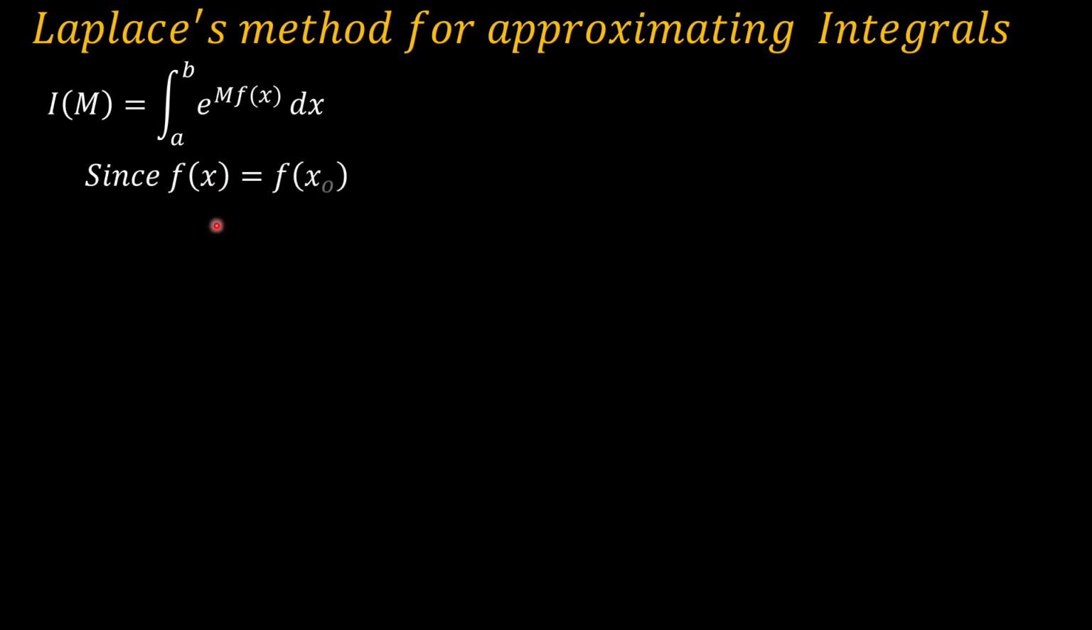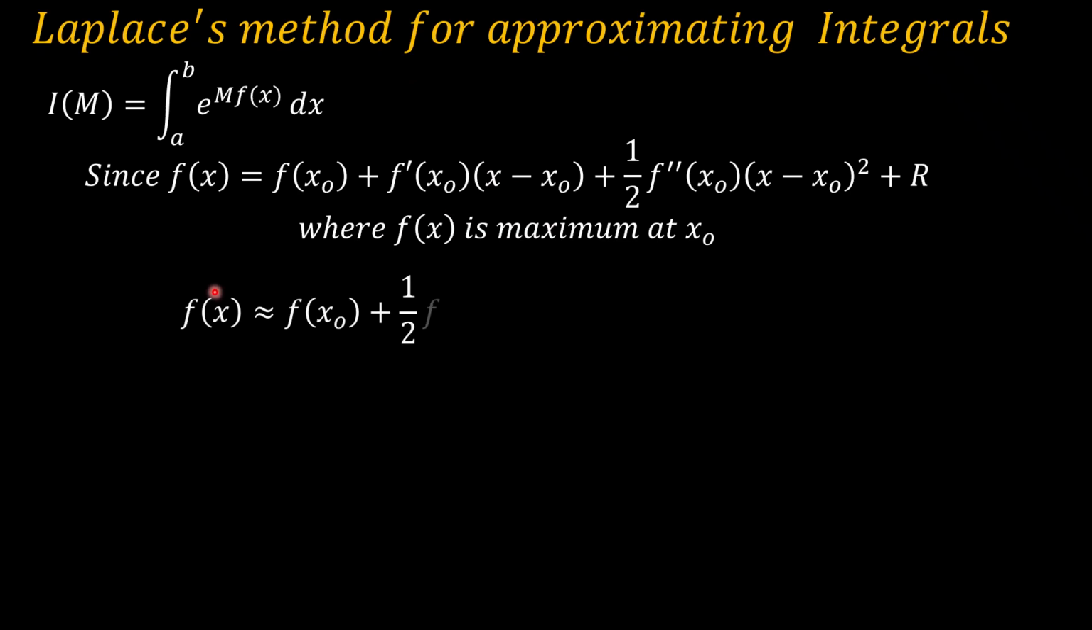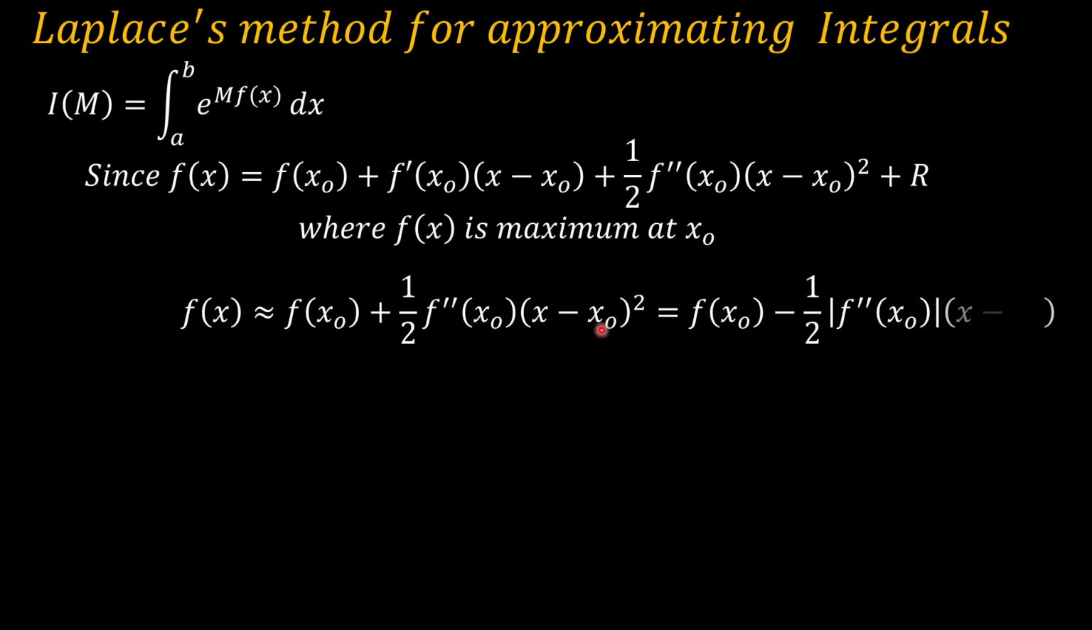So f(x) equals f(x naught) plus f prime x naught, the first derivative of f(x), times x minus x naught, plus a half f double prime x naught times x minus x naught squared, plus the remainder, which is the succeeding terms, where f(x) is maximum at x naught. Now we know that for a function f(x) at the maximum point, its derivative is 0. So f prime x naught would be 0. And so our f(x) can now be approximated as f(x naught) plus a half times f double prime x naught times x minus x naught squared.